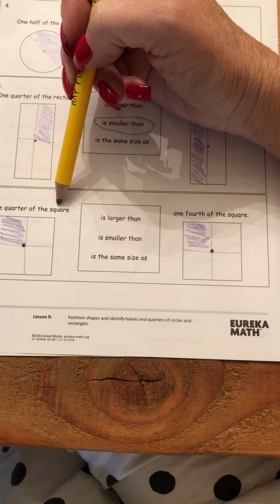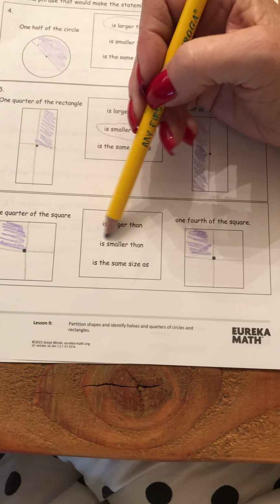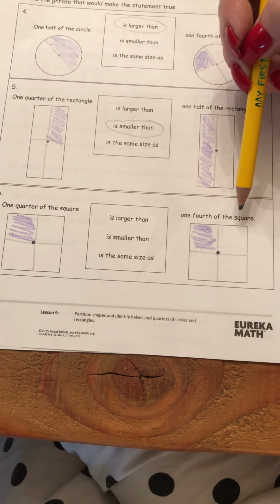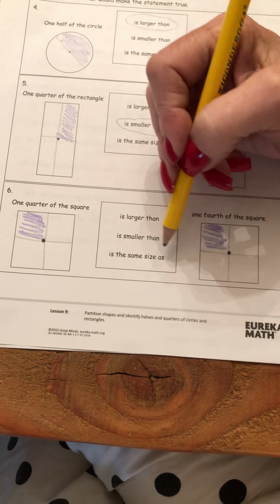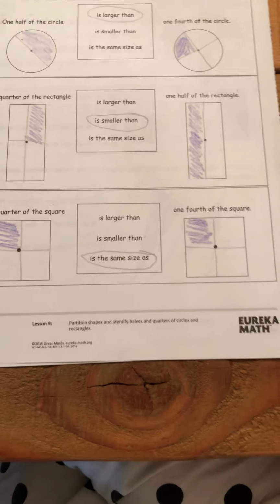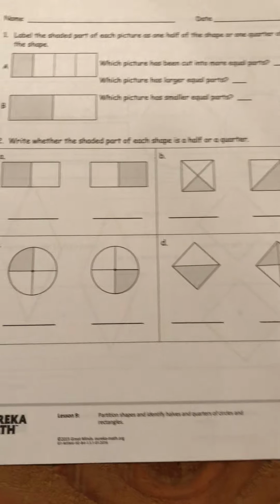1/4 of the square is larger than. 1/4 of the square is smaller than. 1/4 of the square is the same size as 1/4 of the square. Is that what the right answer is? Good job, you guys. It's the same size. They couldn't trick us. You can go ahead and keep going with your homework.